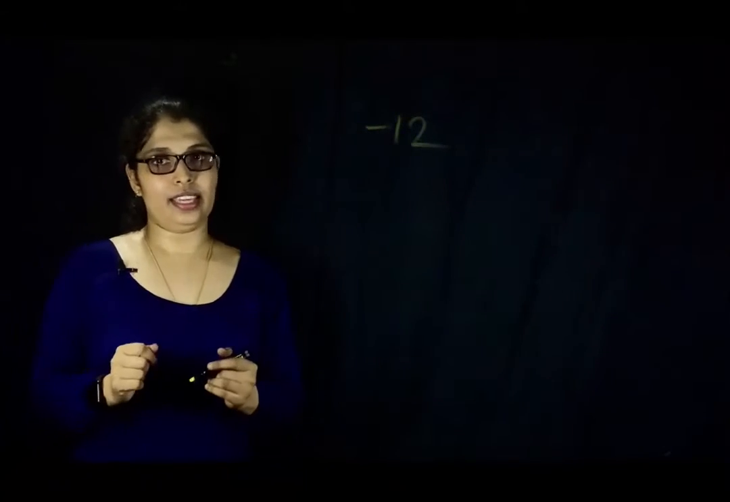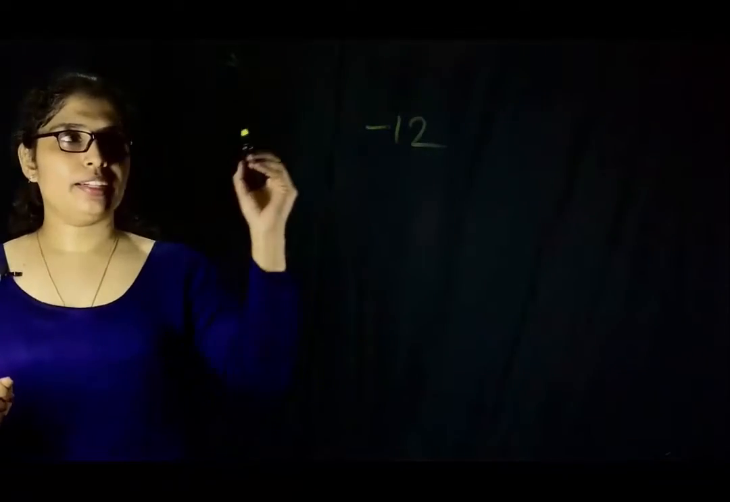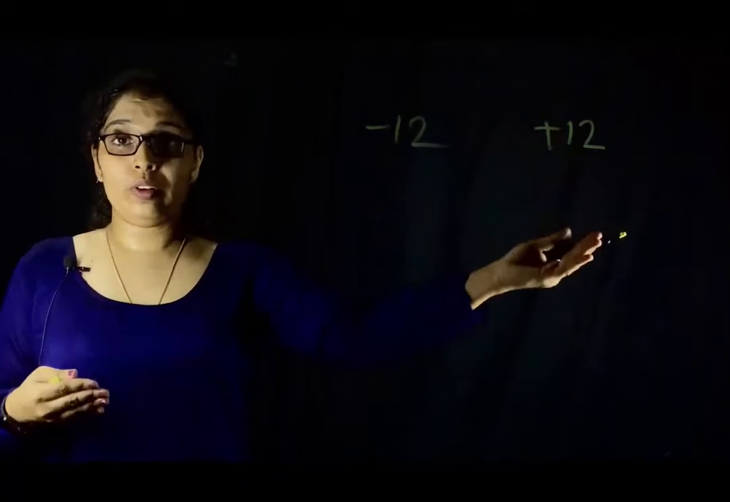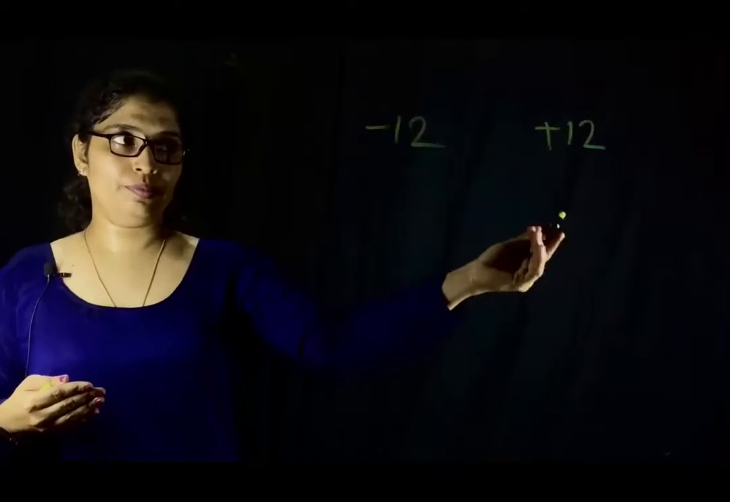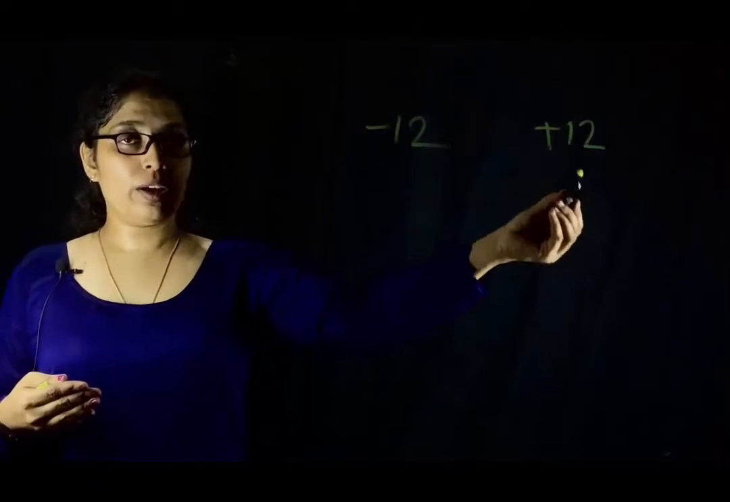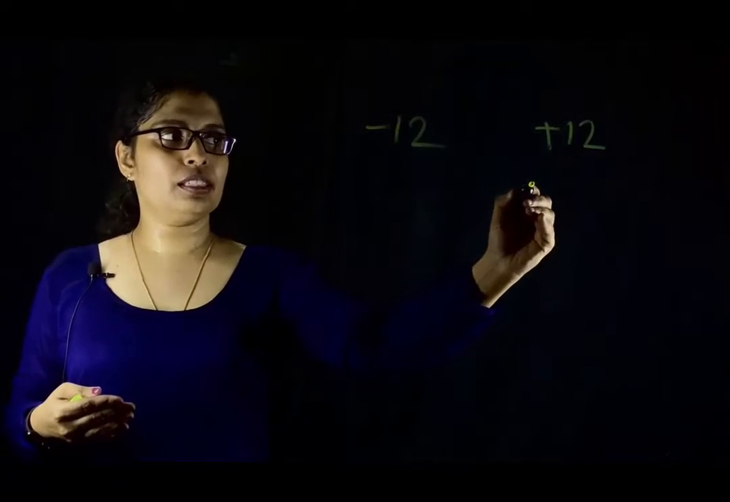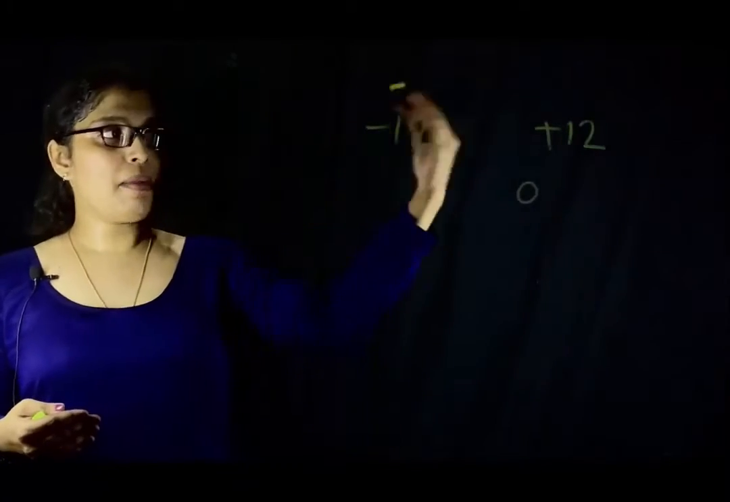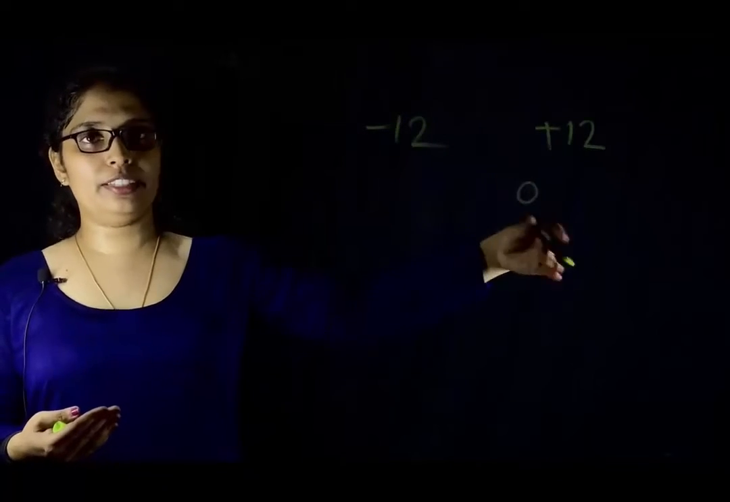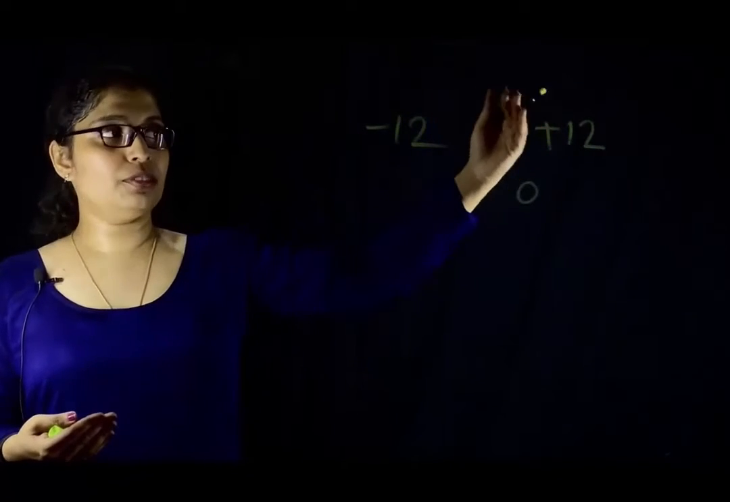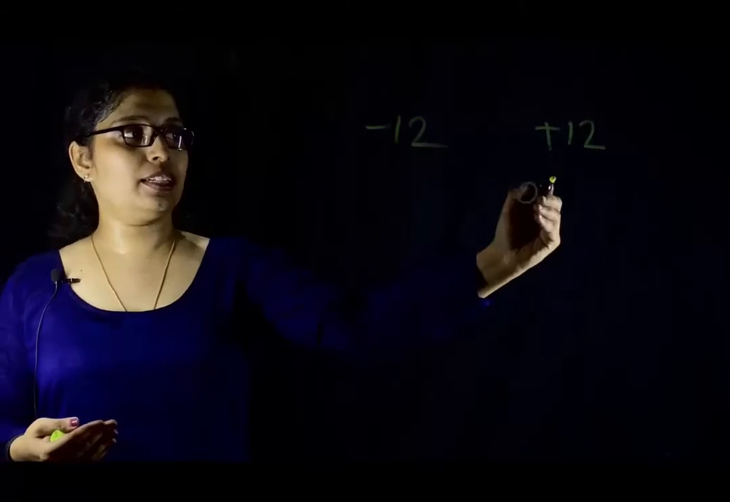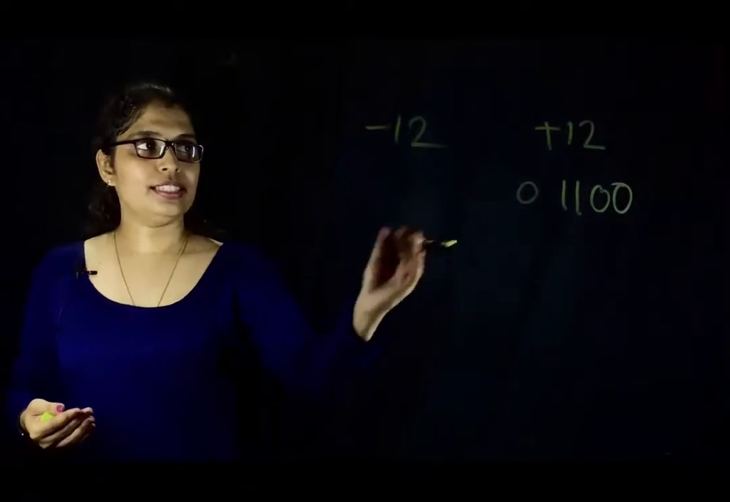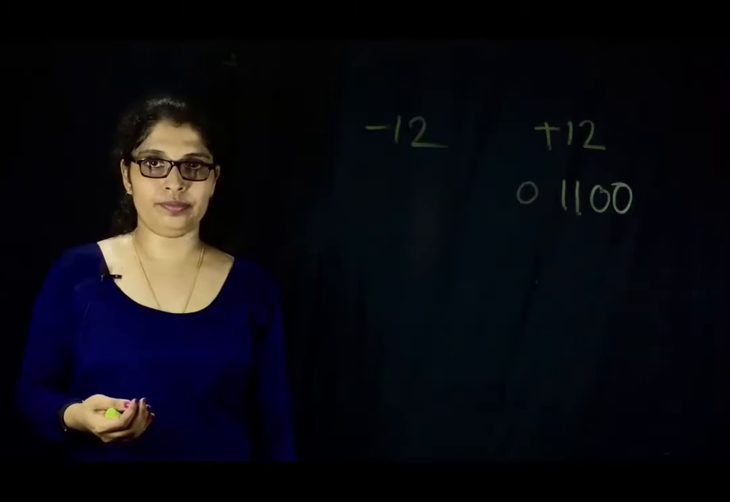In this case, first identify what is positive 12 in sign magnitude form. Positive 12 in sign magnitude form is: sign is 0, then the magnitude of 12. We have already derived the binary pattern for magnitude 12, that is 1, 1, 0, 0. This is actually positive 12.